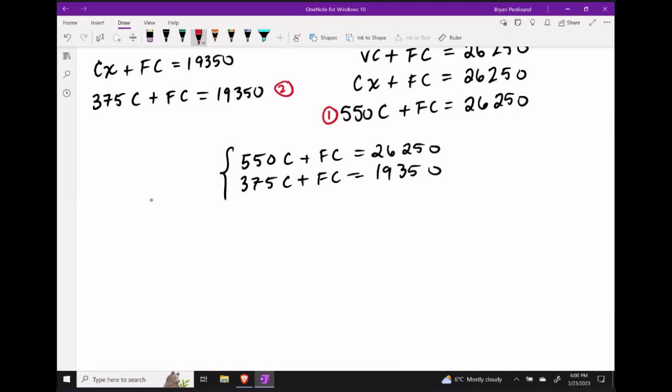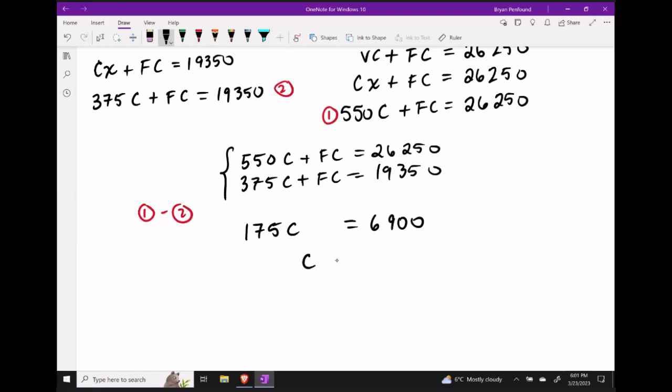And we're going to use the elimination method. I'm going to take equation 1 and subtract from it equation 2. 550 take away 375 is 175. It's going to be my new coefficient for C. We know that the fixed costs take away the fixed costs should be 0. And then finally we can subtract our constant numbers to get 6,900.